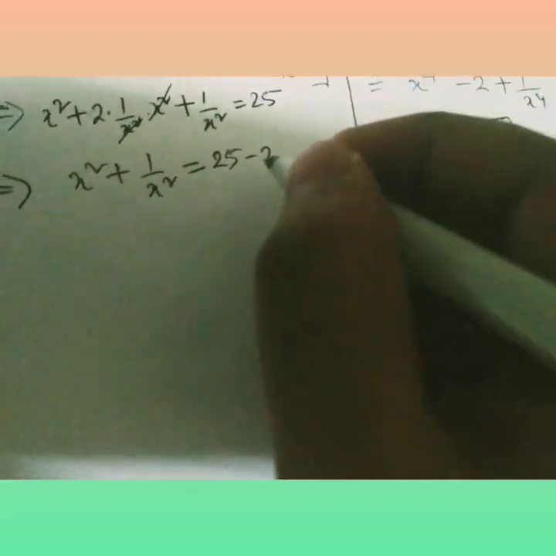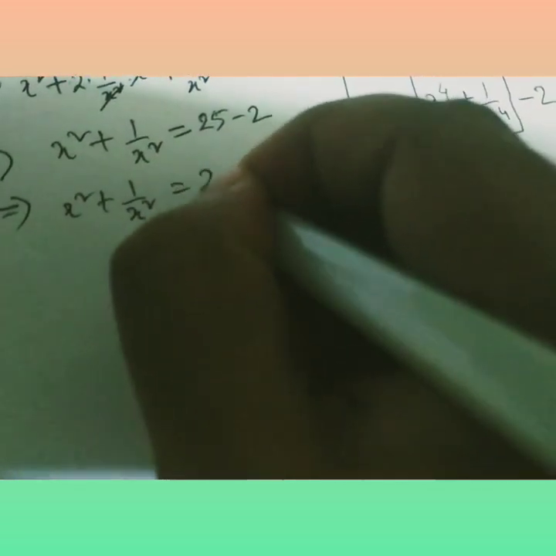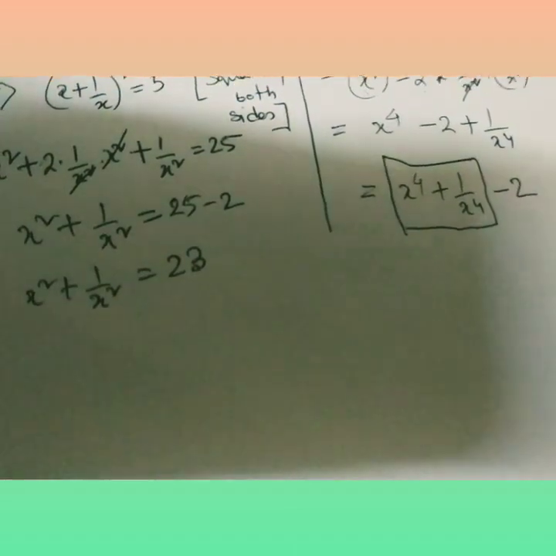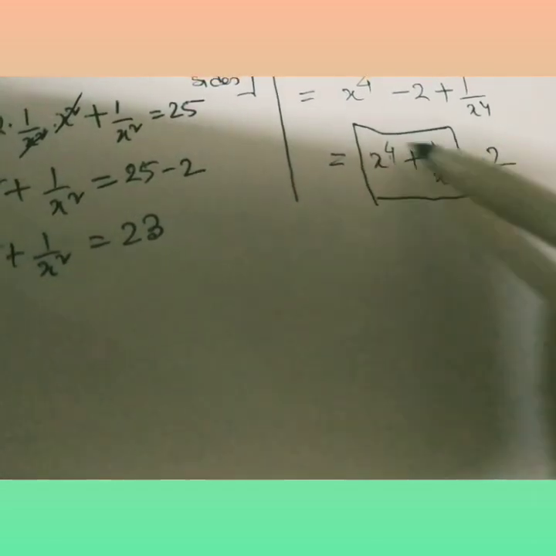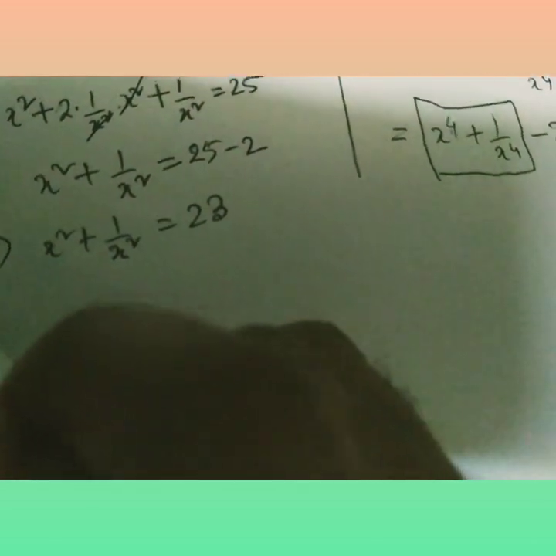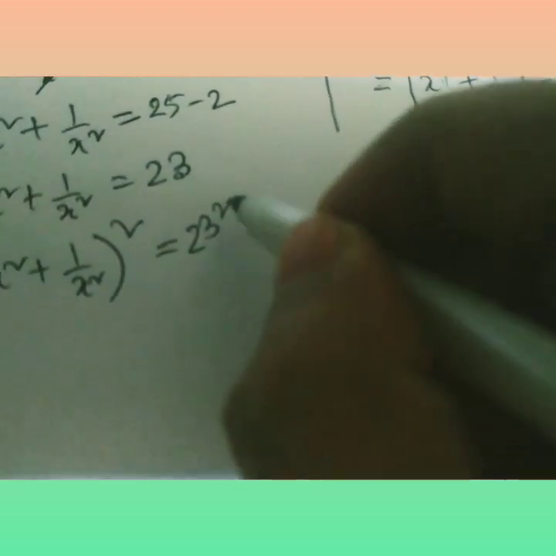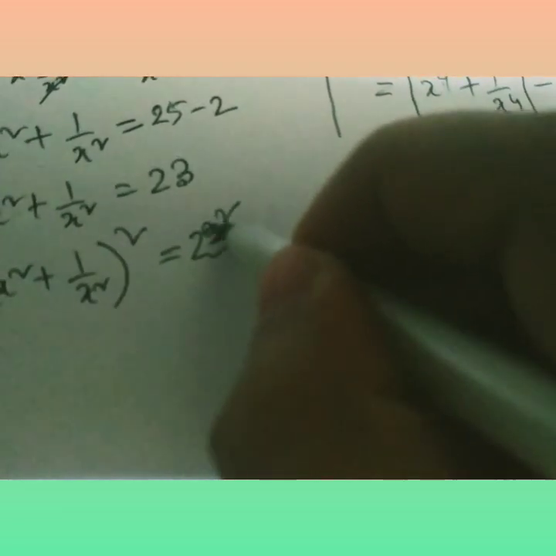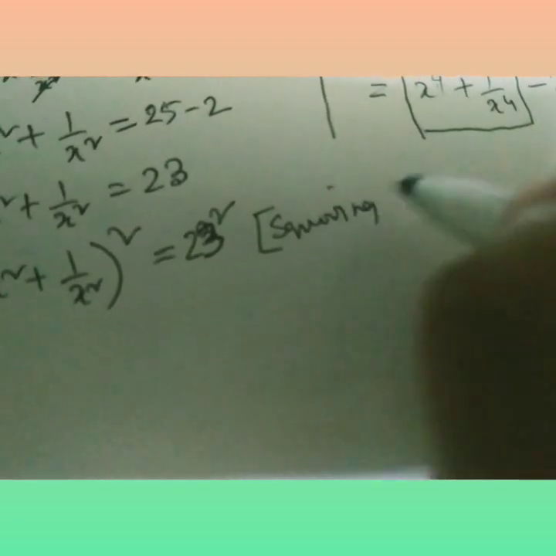So what does it become? x square plus 1 by x square equals 23. Okay, but this is just x square plus 1 by x square, and I require x4 plus 1 by x4. So what will I do? I will square both sides again. So we can write x square plus 1 by x square whole square equals 23 square, just writing squaring both sides.